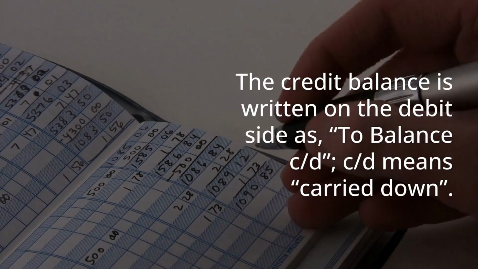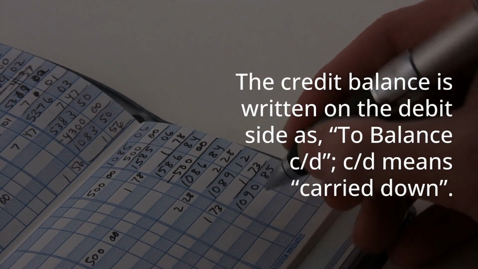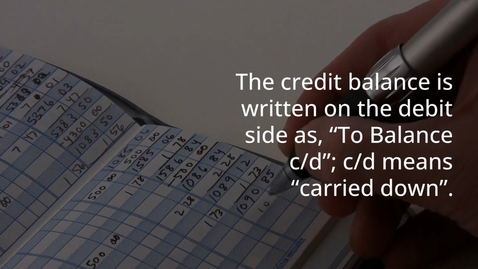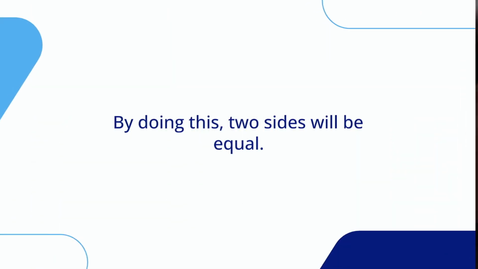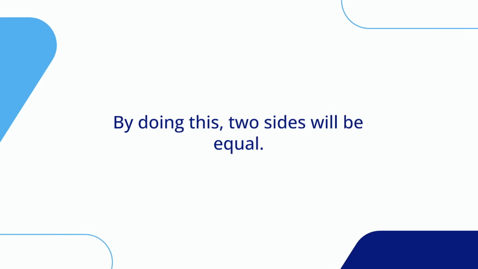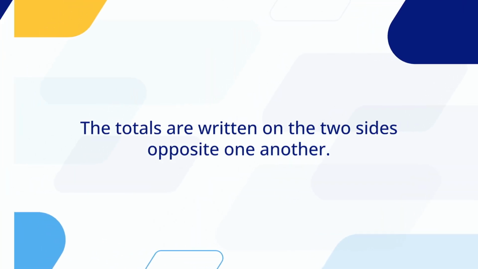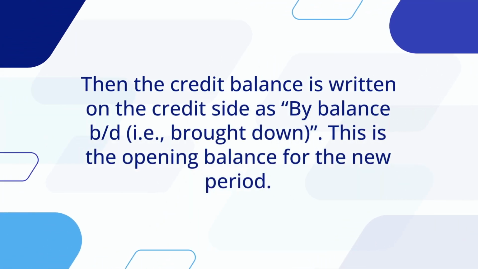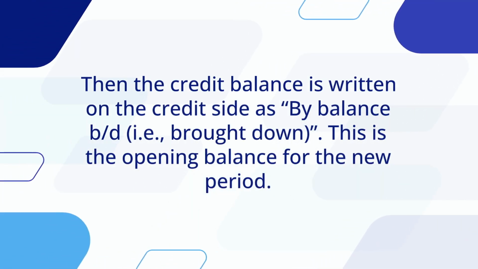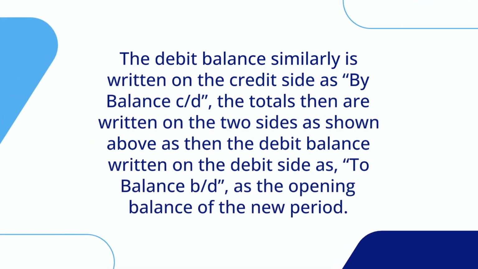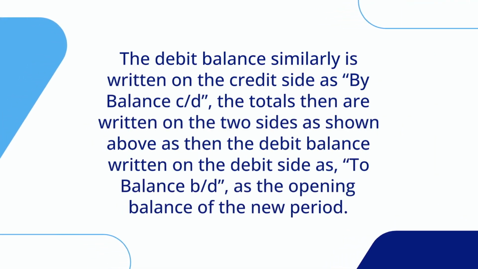The credit balance is written on the debit side as to balance CD, CD means carried down. By doing this, two sides will be equal. The totals are written on the two sides opposite to one another. Then the credit balance is written on the credit side as by balance BD, that is brought down. This is the opening balance for the new period. The debit balance similarly is written on the credit side as by balance CD. The totals are then written on the two sides as shown above.